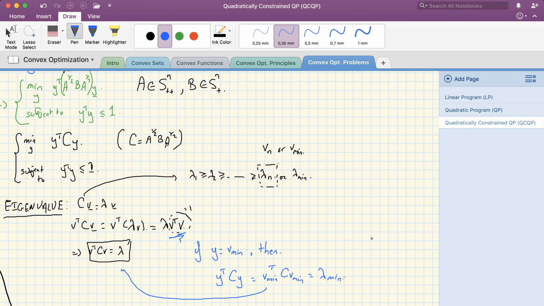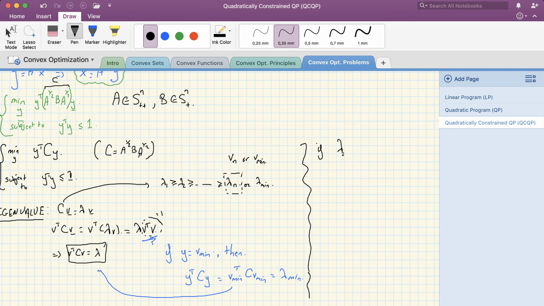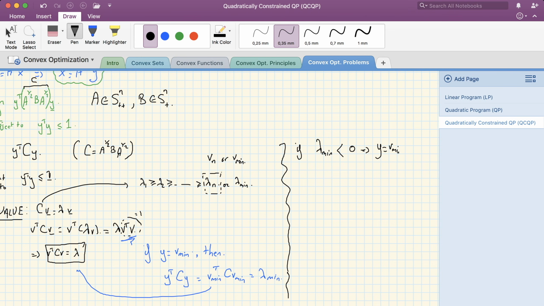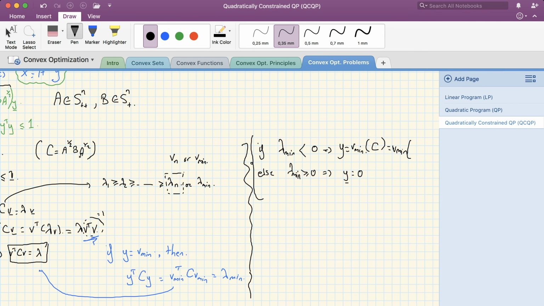So what is the argument here? The argument is as follows. If lambda min is less than, so if the cost attained by the minimum eigenvector is less than that attained by y equal to 0, and hence 0, then the solution is simply v min, the minimum eigenvector, right? Else, if lambda min is non-negative, then I have a better minimum, which is 0, since it attains 0 as objective function and not something positive, which is lambda min. So this is simply the solution to my problem. This is the v min of matrix C, which is in turn the matrix A half B A half.